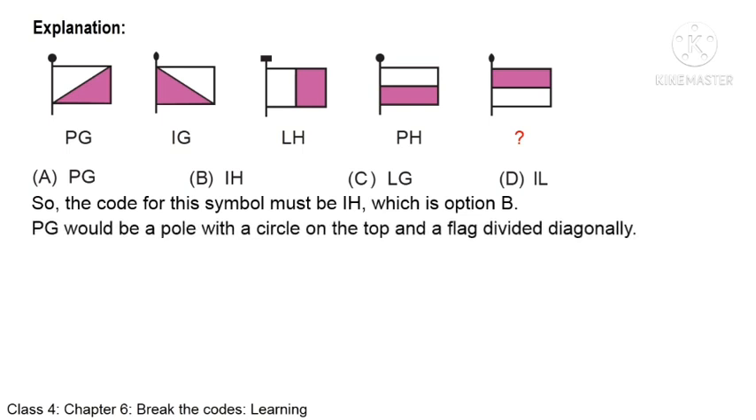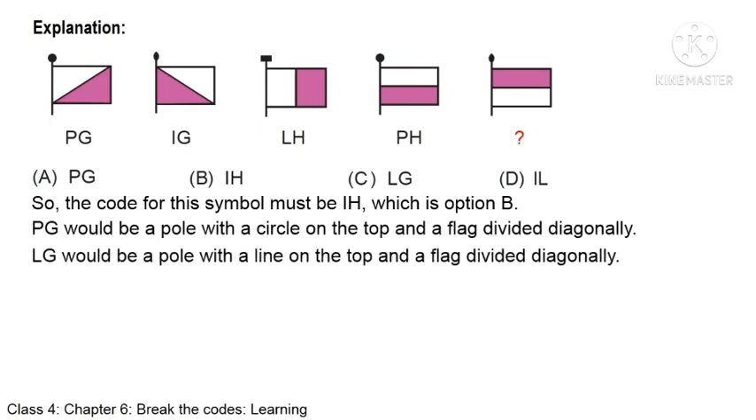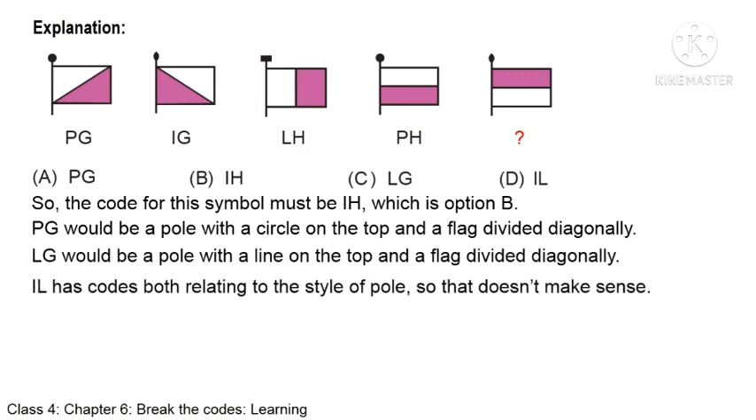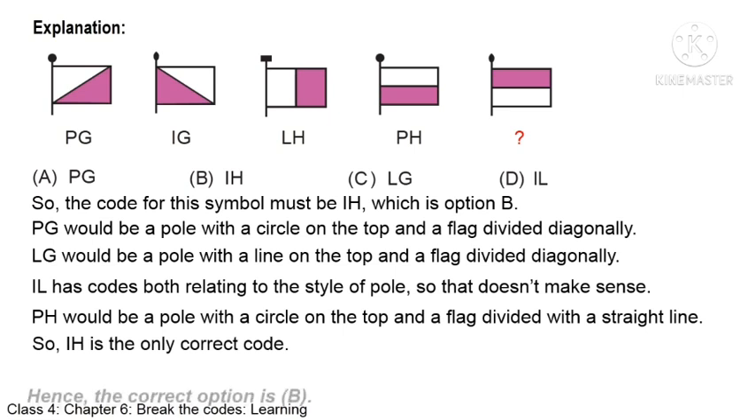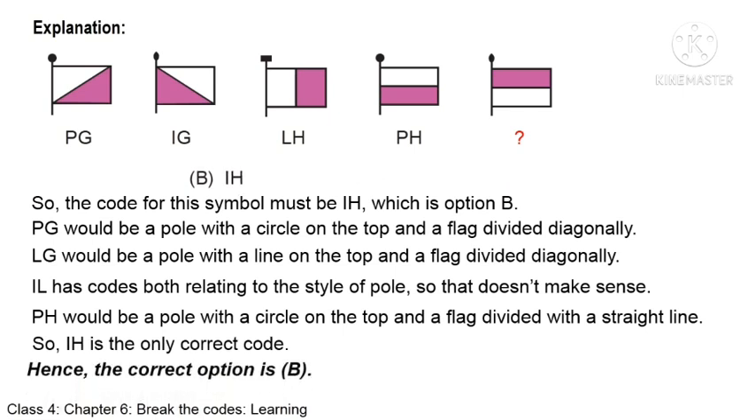PG would be a pole with a circle on top and a flag divided diagonally. LG would be a pole with a line on top and a flag divided diagonally. IL has codes both relating to the style of pole, so that doesn't make sense. PH would be a pole with a circle on top and a flag divided with a straight line. So, IH is the only correct code. Hence, the correct answer is option B.